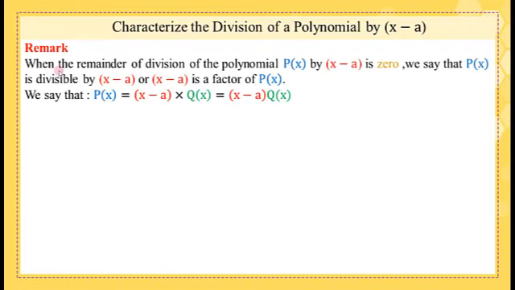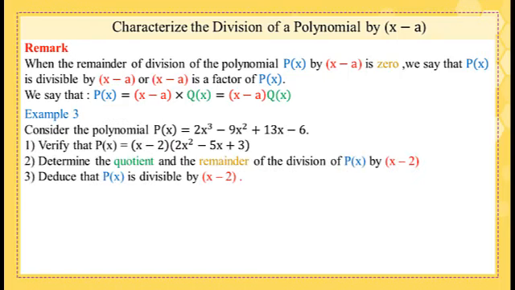Remark: when the remainder of division of the polynomial p of x by x minus a is 0, we say that p of x is divisible by x minus a, or x minus a is a factor of p of x. We say that p of x equal x minus a multiplied by q of x.